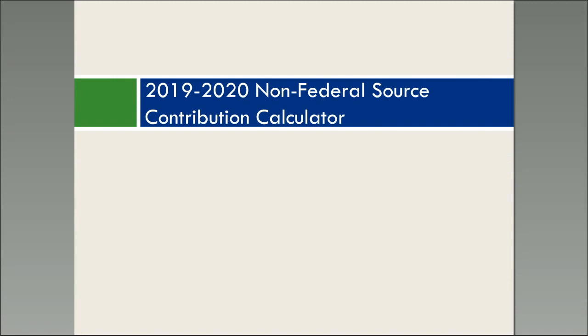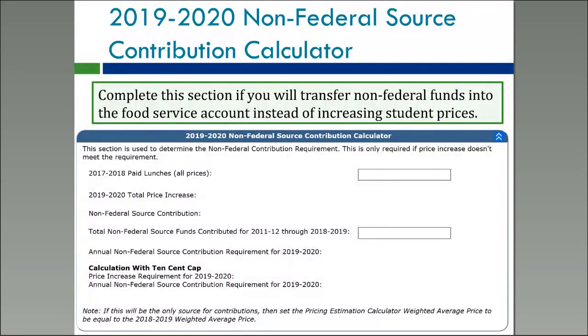Then the last section is the 2019-2020 Non-Federal Source Contribution Calculator. You'll complete this section if you want to transfer non-federal funds into your food service account instead of increasing your student prices. So if you're not going to increase your student prices, this is the tab you'll complete.